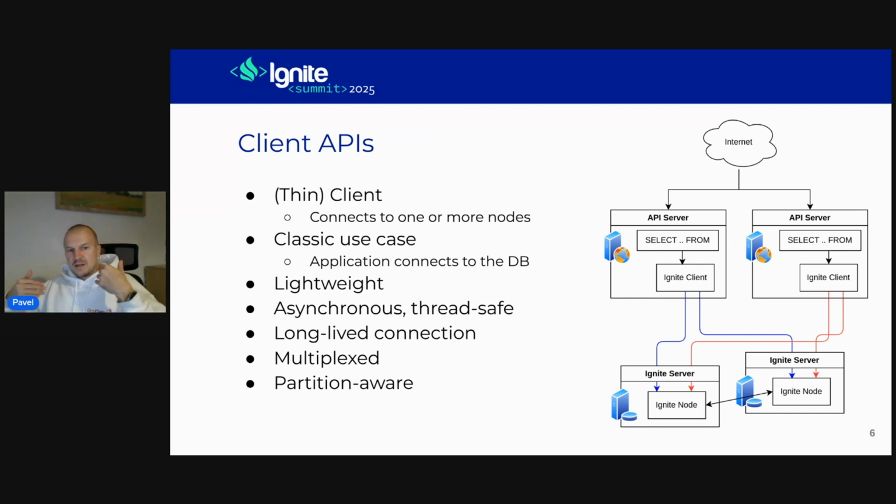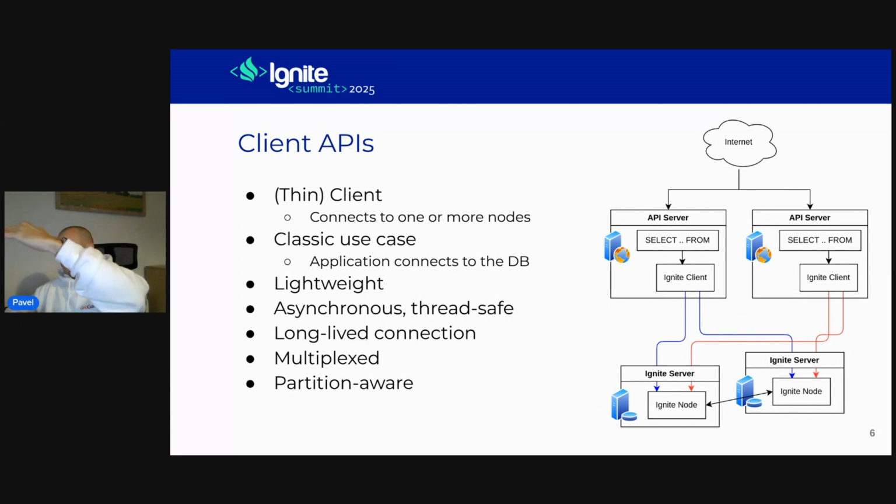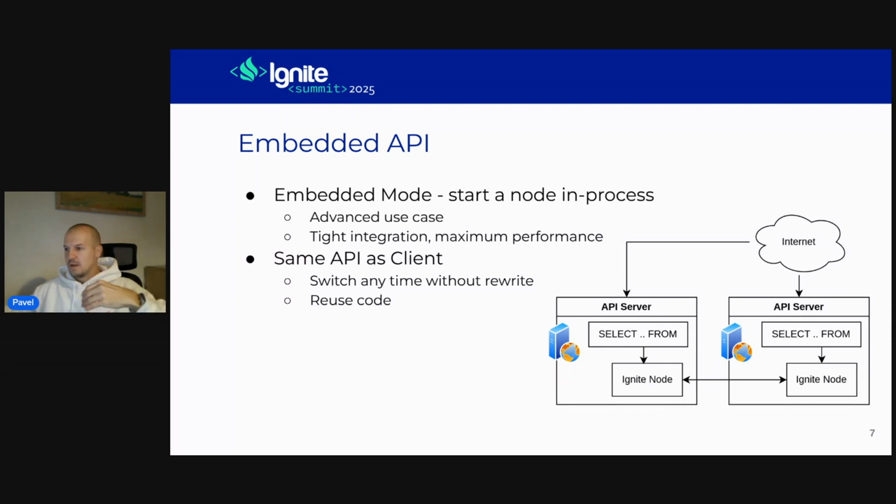And an alternative to this client API is embedded mode. Embedded API is an advanced use case. Your application and the database run in the same process, providing maximum performance by eliminating the network overhead. Compared to the previous slide, application servers and database servers are combined. The database lives inside your application. So here we had two application servers and two database servers, and here we combine them together so that your application process actually contains a full-blown Ignite database server node.